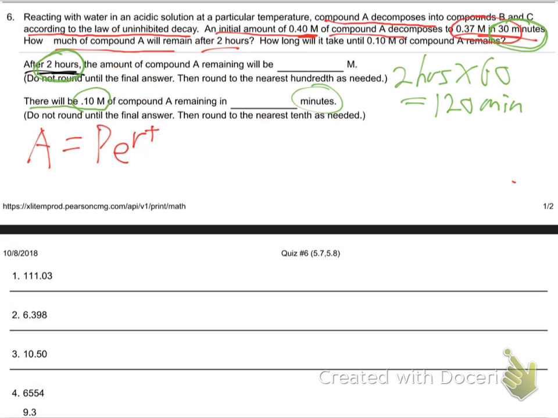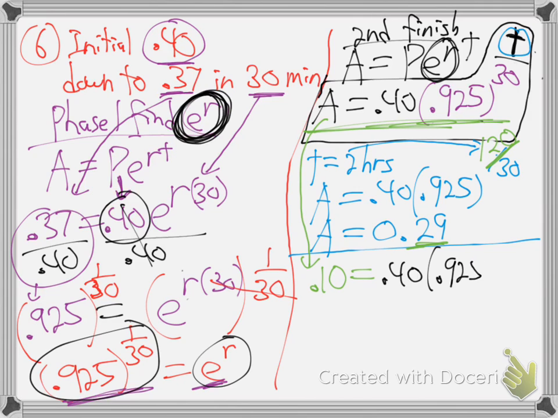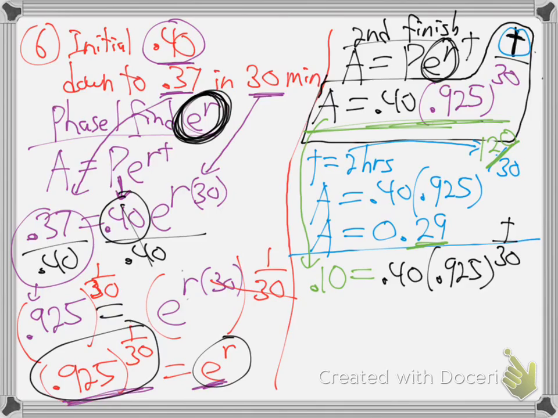Now for the second part, it says, when's it going to be 0.10? It's basically what they're saying. How many minutes till it's 0.10? So now they're saying take the same formula, keep using it, and now you want the amount to be 0.10. And the rest of the formula is the same. 0.40 times 0.925 to the t over 30. So let's go to a fresh screen and solve that. So we have 0.10 is 0.40 times 0.925 to the t over 30.